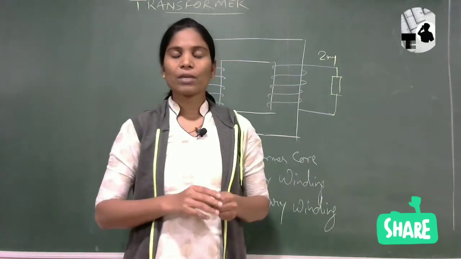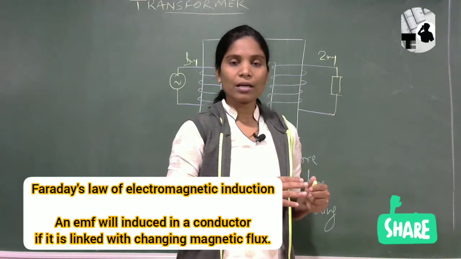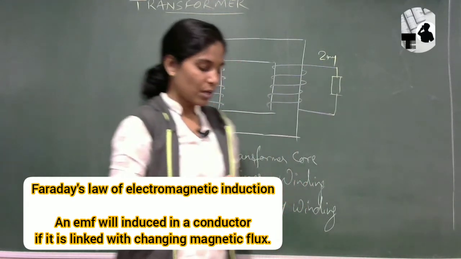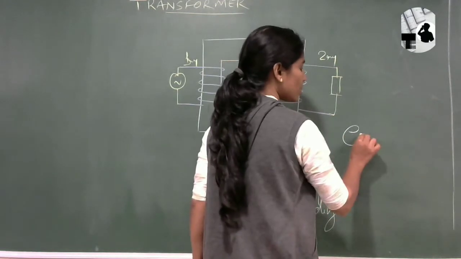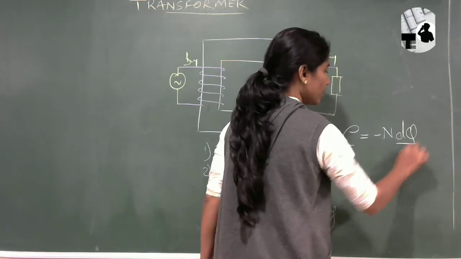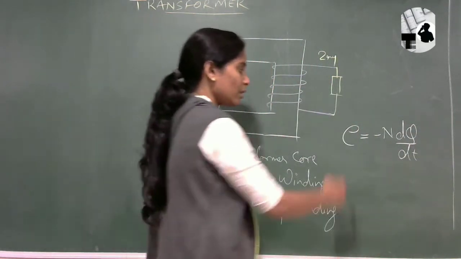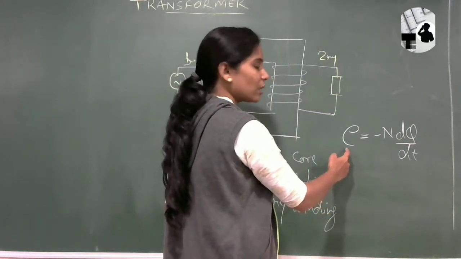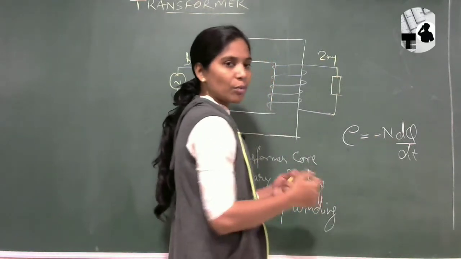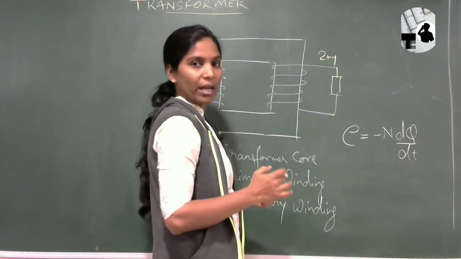In a simple statement, an EMF will be induced in a conductor when it is linked with a changing magnetic flux. The equation for this law can be written as e = -N dφ/dt. We know this is the EMF equation. Here, e is the EMF induced in the conductor, which we need at the output side, N is the number of turns representing the conductor, and dφ/dt represents the changing magnetic flux.